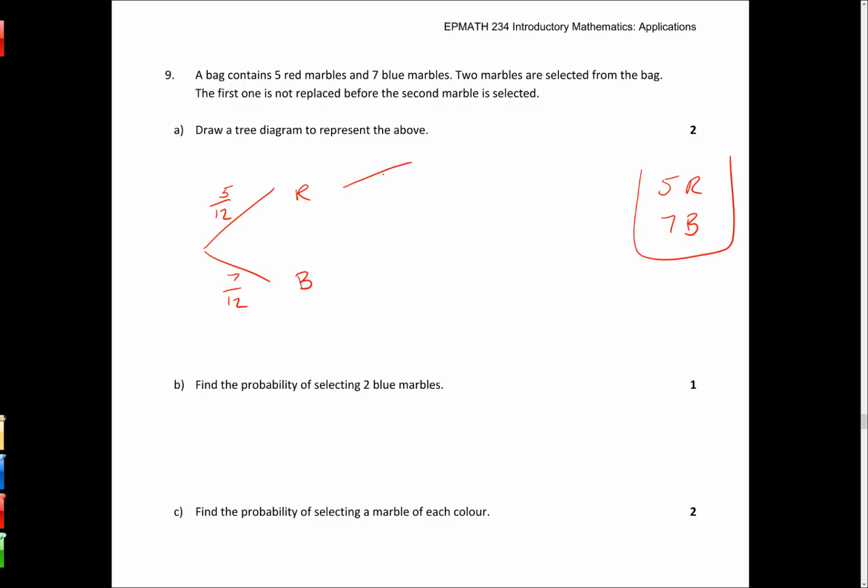It's all good. Now, after picking a red marble, I again could go red or blue. So this is saying I did pick a red marble and I did not replace it. So there's only 4 red marbles now out of a total of 11 marbles. Yet there are still 7 untouched blue marbles in the bag out of the 11. And again, I check, and 4 11ths plus 7 11ths is 11 11ths, which is 1.